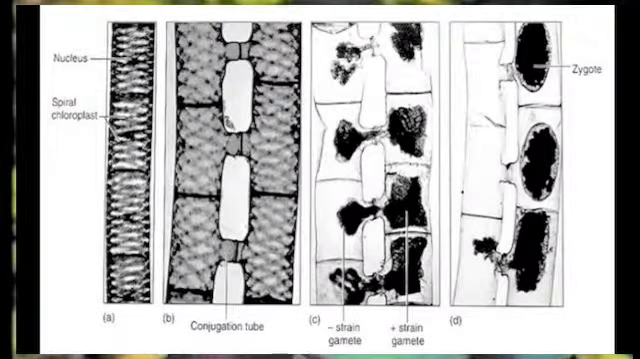They go through a very unusual type of sexual reproduction called conjugation. In conjugation, all of the genetic material from one filament of algae flows into the cells of the other filament. This then forms, as in all sexual reproduction, a zygote. You're combining genetic material from two parents, so it's sexual reproduction.